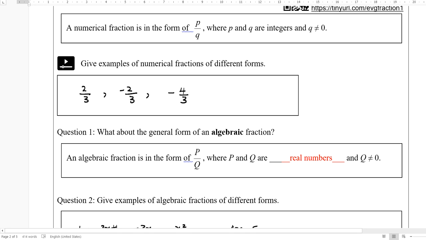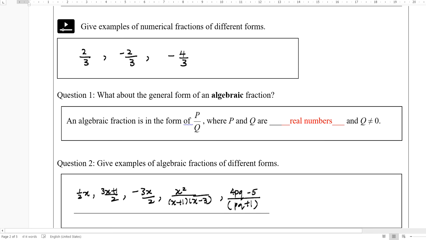So this is what we have. Examples of numerical fractions. Numerical meaning we don't have letters, we don't have unknowns, it's just all numbers. So here we have numerical fractions in different forms. We've got positive, we've got negative, we've got proper and we've got improper fractions. So all familiar with that.